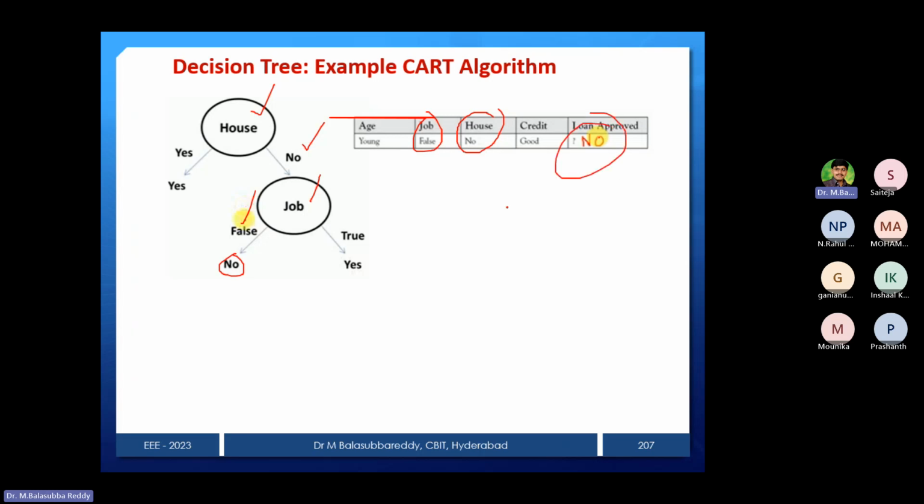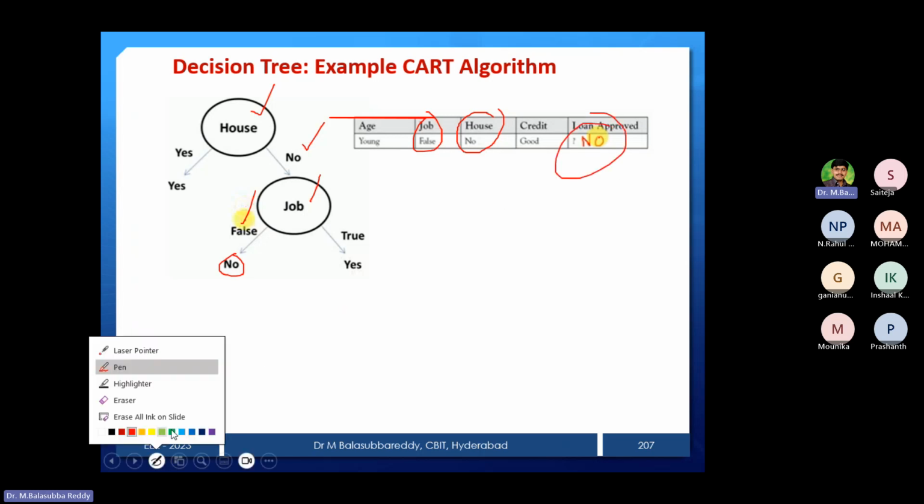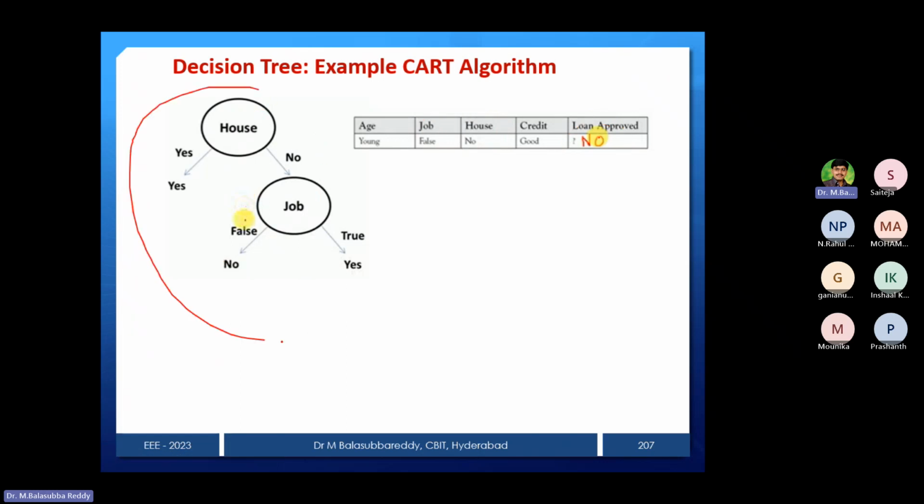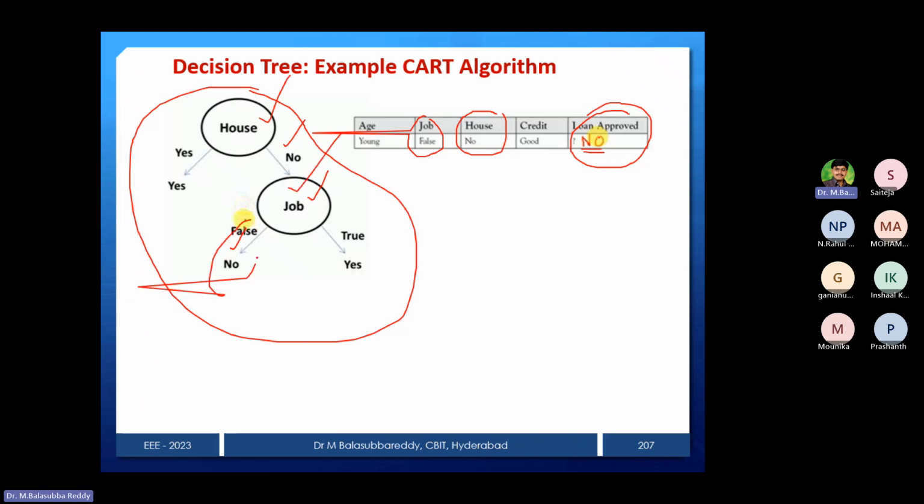So that's what I wrote. Here it is no. Is it clear? So now the problem is over. Simply you have to take it as a decision tree, and we are able to identify the result. The loan approval is no. It will not be approved for him because he has no house. Because house is no, you have to check the job. If job is also no, then your loan will not be accepted because house is not there and job is not there.